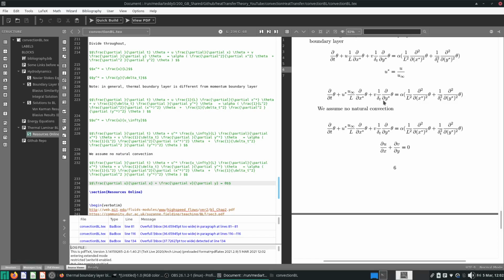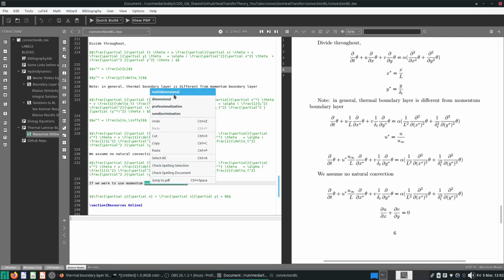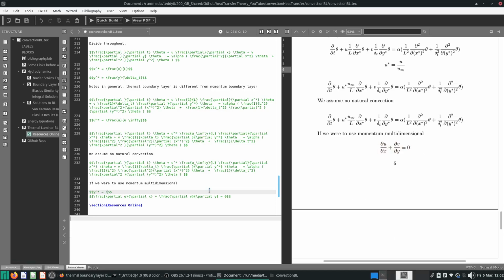Sometimes y over here in the momentum, if we were to use momentum non-dimensionalization, if we were to do it the traditional way in our Blasius boundary layer, we notice that y star is not actually non-dimensionalized using the thermal boundary layer thickness. Instead, it is non-dimensionalized using the momentum boundary layer thickness.